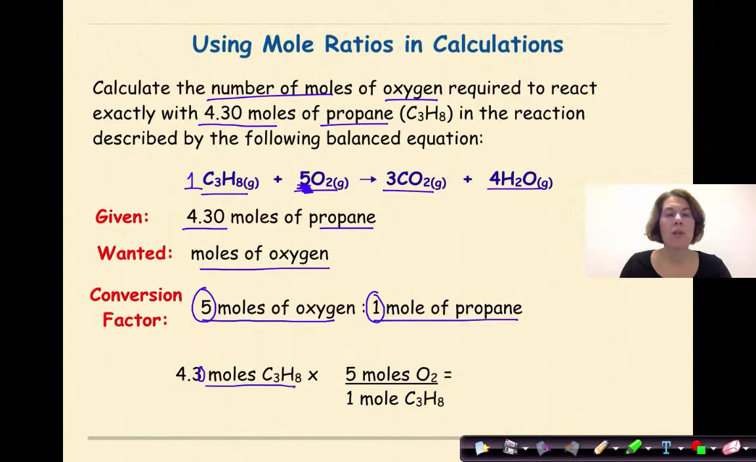Since I start off with moles of propane, that will go on the bottom of my ratio. I want moles of O2. The 5 and the 1 are coming again from the balanced equation. Once I have this set up, I want to make sure that my units cancel. Moles of propane cancels moles of propane. I'm left with moles of oxygen, which is what I want in the end. Then I do 4.30 times 5 divided by 1, and my final answer will be 21.5 moles of O2. I start with 3 significant figures, and I end with 3 significant figures. Let's do one more practice problem.